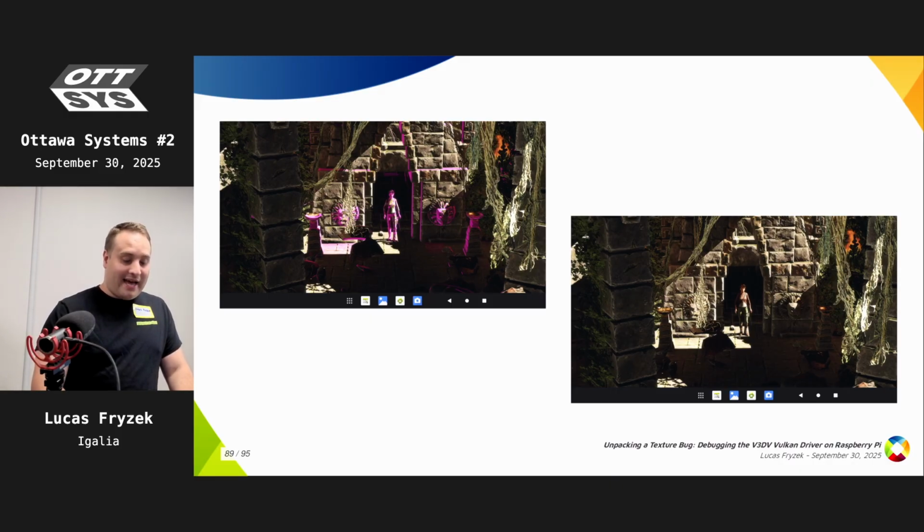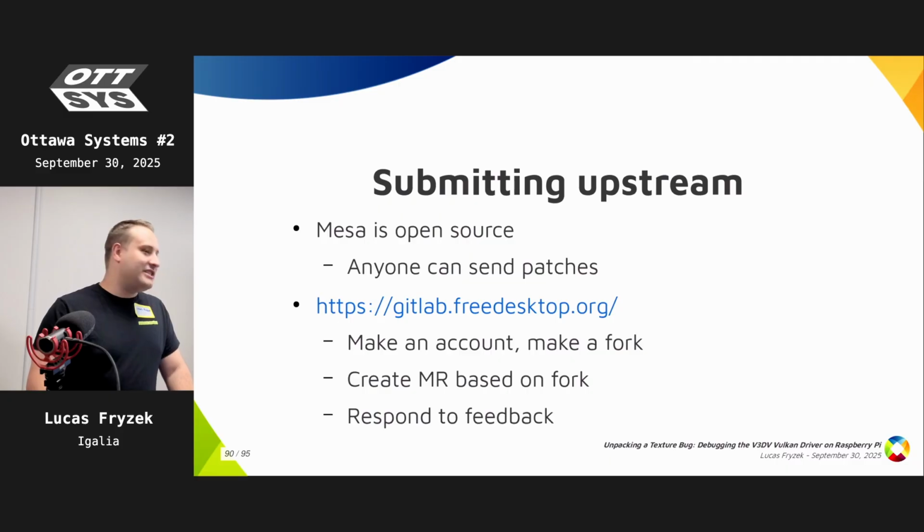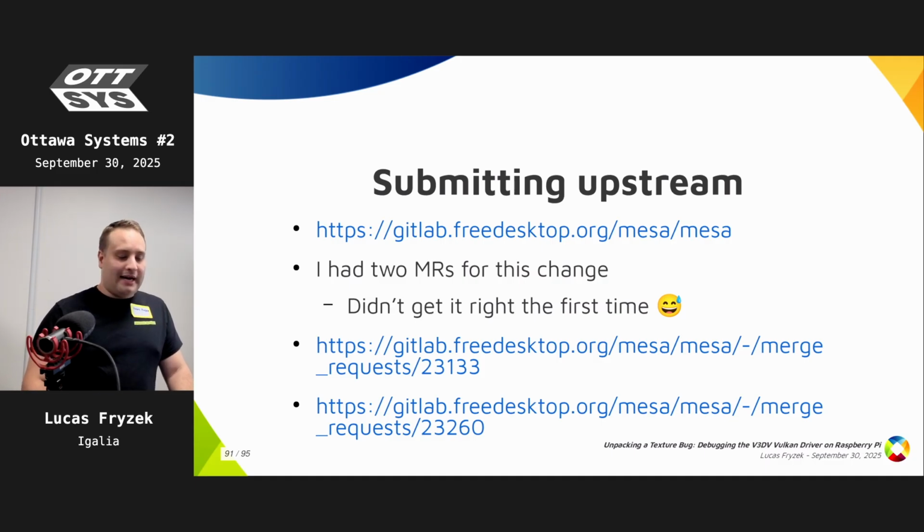And now that we've actually resolved it, we can submit our change upstream. Mesa is an open source project. It has a great community. If you want to do work on Mesa, you can just make an account on the Free Desktop GitLab. Free Desktop is the organization that hosts a lot of the Linux graphics infrastructure. You can create a fork, make an MR on that fork, and real people in the community will respond to you, give you feedback on your changes. And that's exactly what I did here.